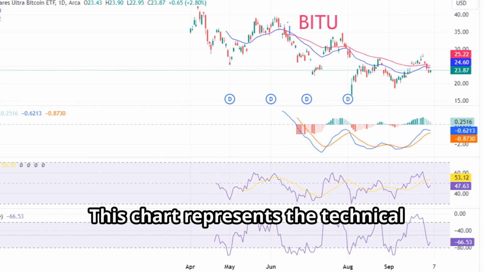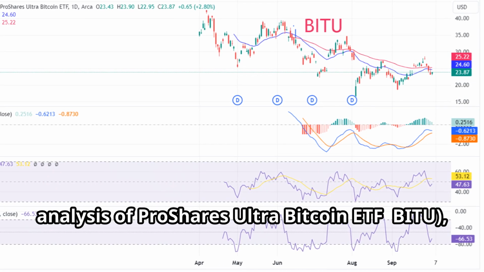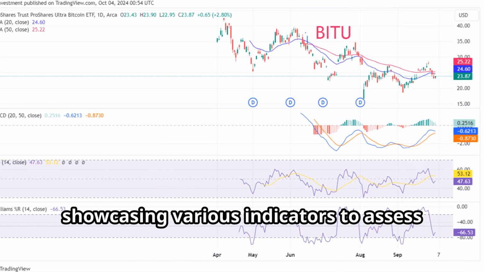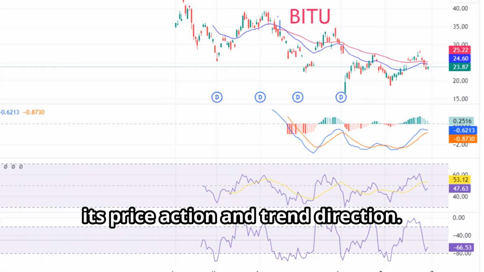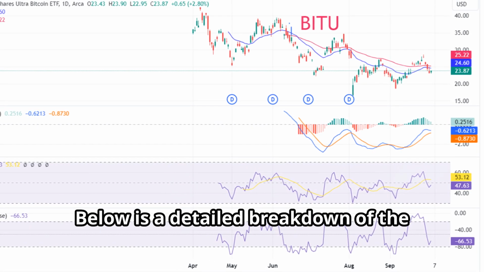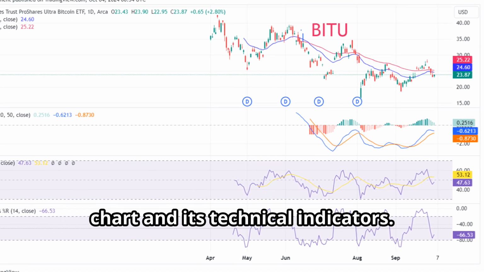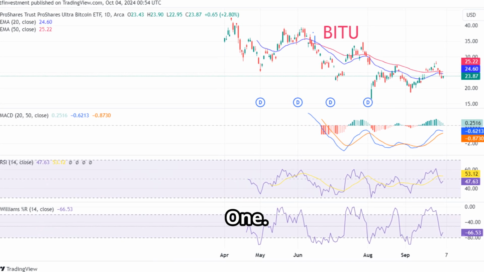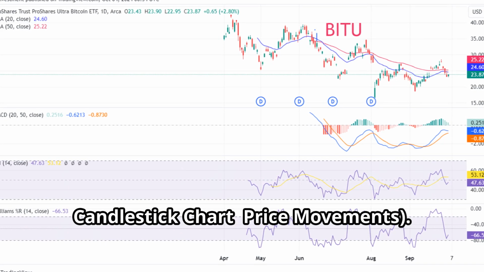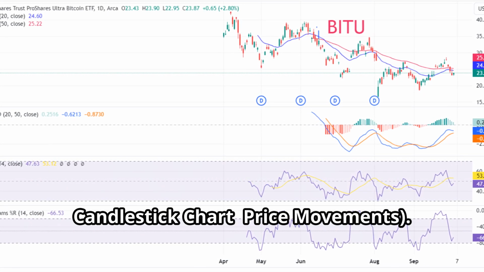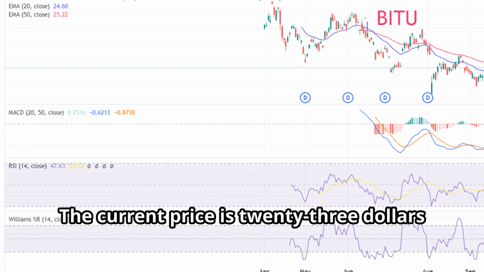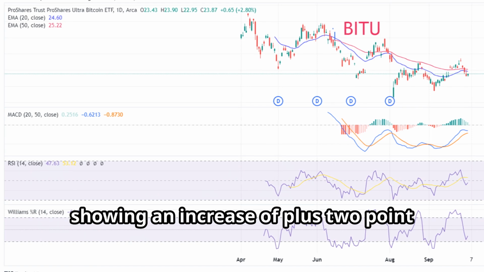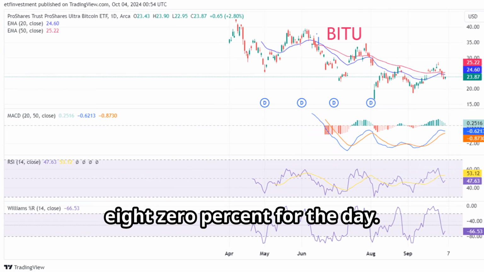This chart represents the technical analysis of ProShares Ultra Bitcoin ETF, BITU, showcasing various indicators to assess its price action and trend direction. Below is a detailed breakdown of the chart and its technical indicators. 1. Candlestick chart. Price movements. The current price is $23.87, showing an increase of plus 2.80% for the day.